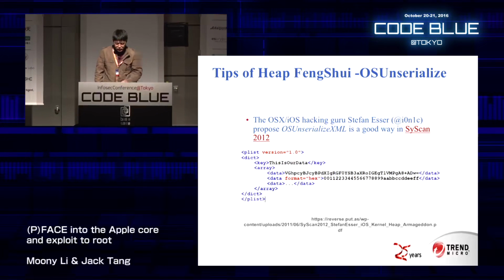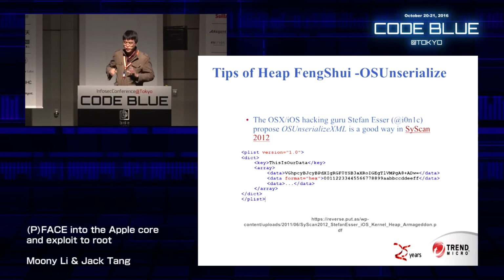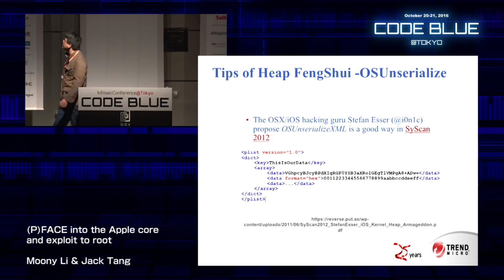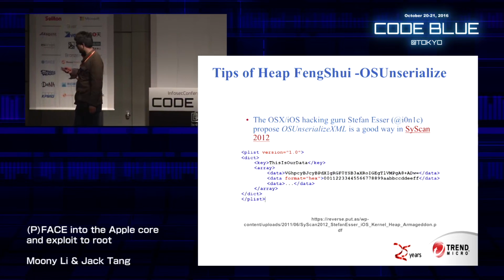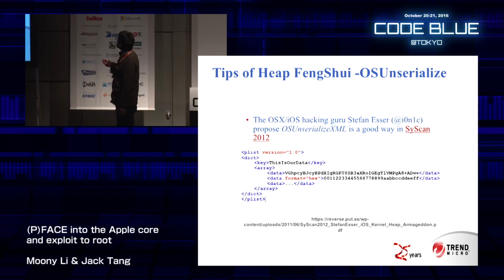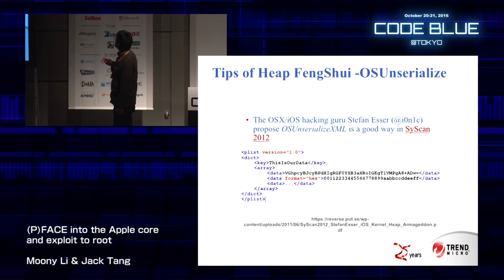And also, the exploit process is related to heap spray. There are some tips during heap spray. Actually, there is a traditional way to use the OSUnserializeXML API to allocate and occupy a kernel buffer in kernel mode. This way was introduced by Stephen Esser in 2012.